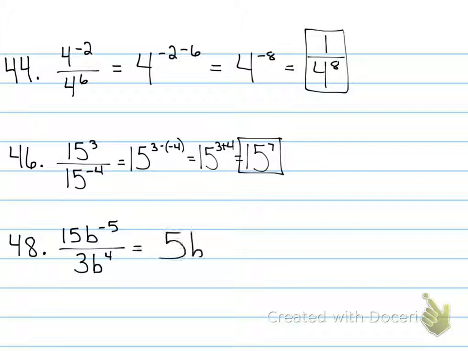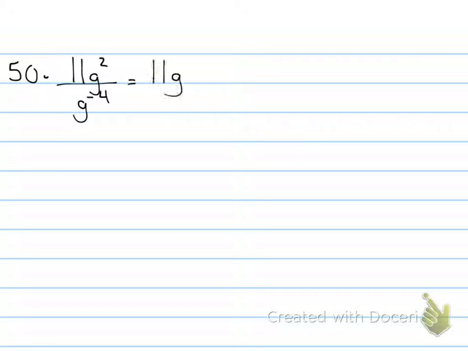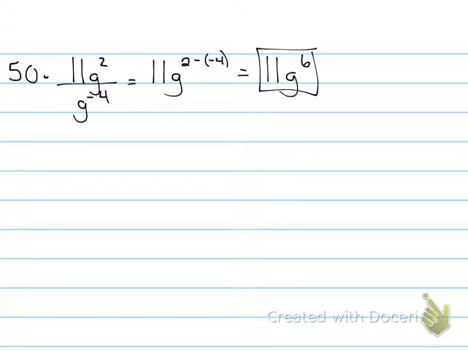All right, number 48, I can reduce 15 over 3 to 5. 5b to the negative 5th minus 4 is b to the negative 9th, so I have to move it into my denominator. Now, number 50, I end up with a double negative again, because 11g to the 2nd minus a negative 4 becomes positive, so it's 11g to the 6th power. All right, did anybody get those right? They get a little tougher. It's supposed to challenge you a little bit. But if you understand that, that's everything you need to know for 4.6.